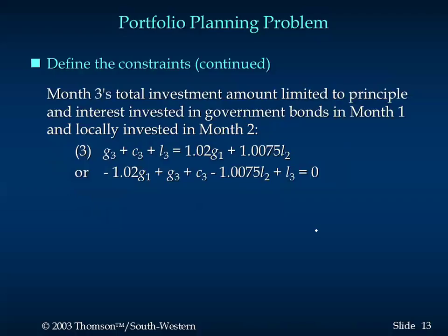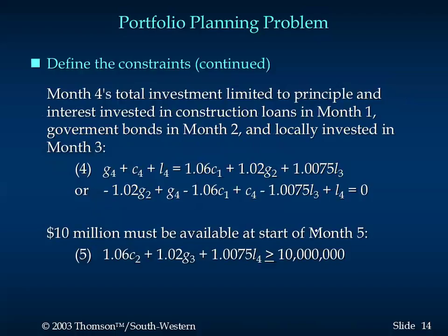So 1.02G1 plus 1.0075L2 is the money I've received. I invest that in G3, C3, and L3. Okay, in the next month, what happens? Construction loans from the first month, government bonds from the second month, and local loans from the third month all mature. So I get 1.06C1, 1.02G2, 1.0075L3, and then I invest that in G4, C4, and L4.